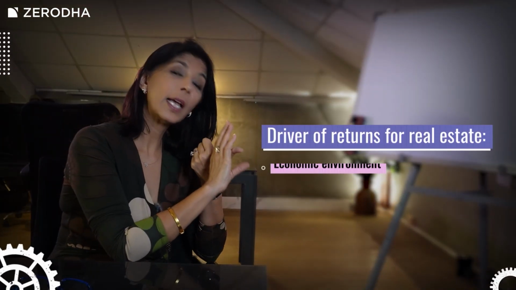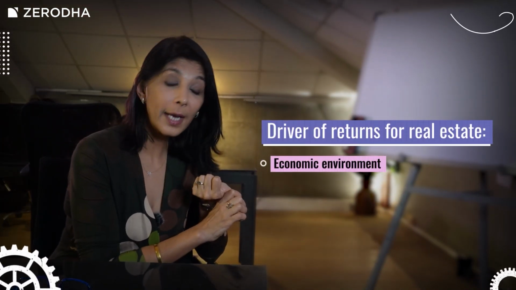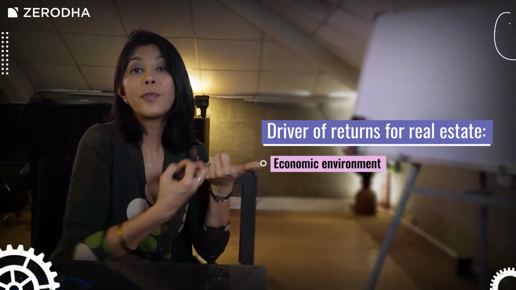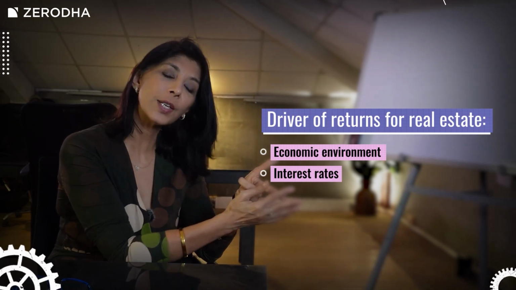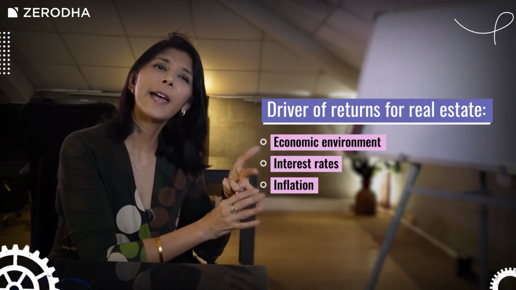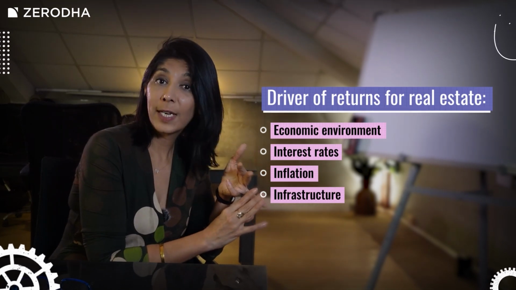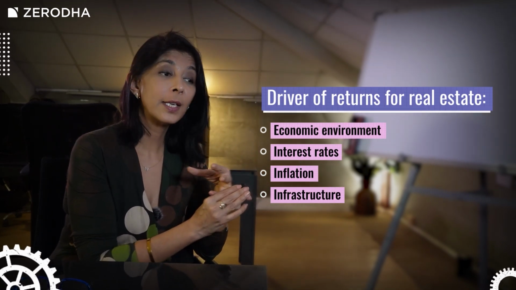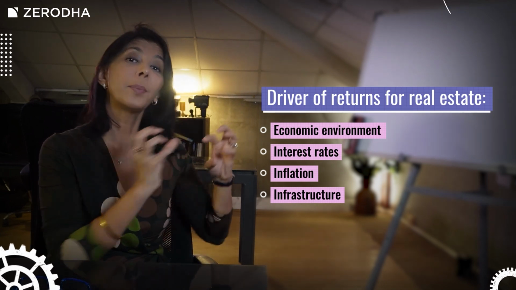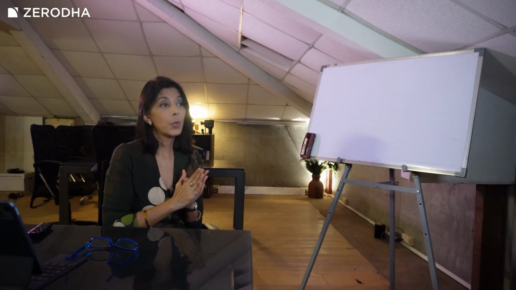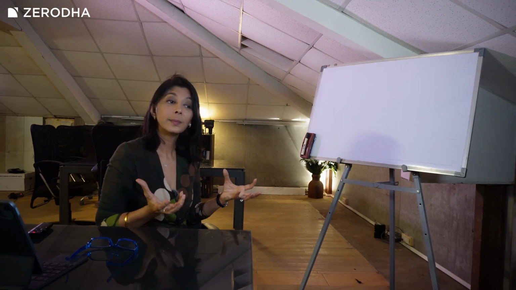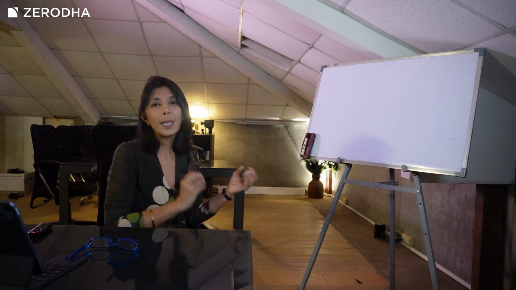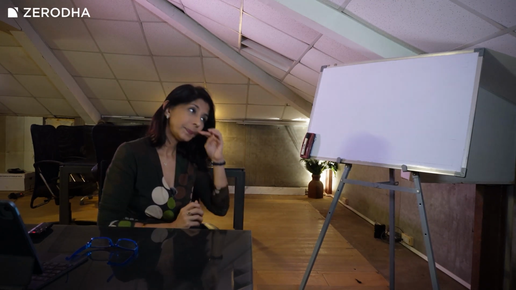So it would be the economic environment of the country, because that affects how affordable it can be. It could be interest rates, which drives inflation. Certainly inflation is a factor. Infrastructure developments around that property are a factor. So all these factors affect the price of real estate. So if a fund manager has to put together a real estate portfolio, they have to look at all these factors to be able to derive the most return.